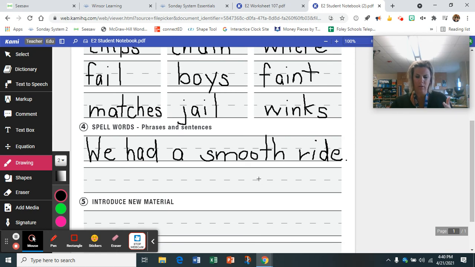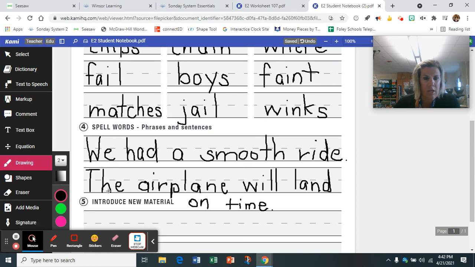Next sentence. The airplane will land on time. Go ahead and pause the video and write it, and then push play to check it. All right, take a look. The, capital T-H-E. Airplane, first spell air, A-I-R, then plane, P-L-A-N-E. Will, W-I-L-L. Land, L-A-N-D. On, O-N. Time, T-I-M-E, period.